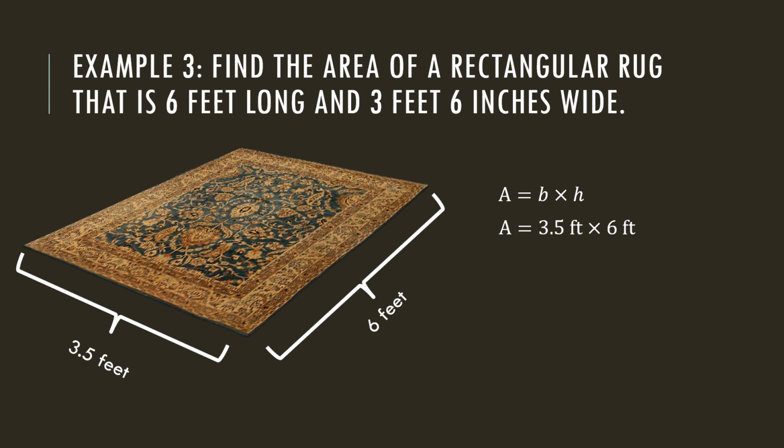Now this is where the square units comes in. Notice that we have feet times feet. That's going to become feet squared. So remember we said area is always in square units. So 3.5 times 6 is 21. So the area is 21 feet squared.